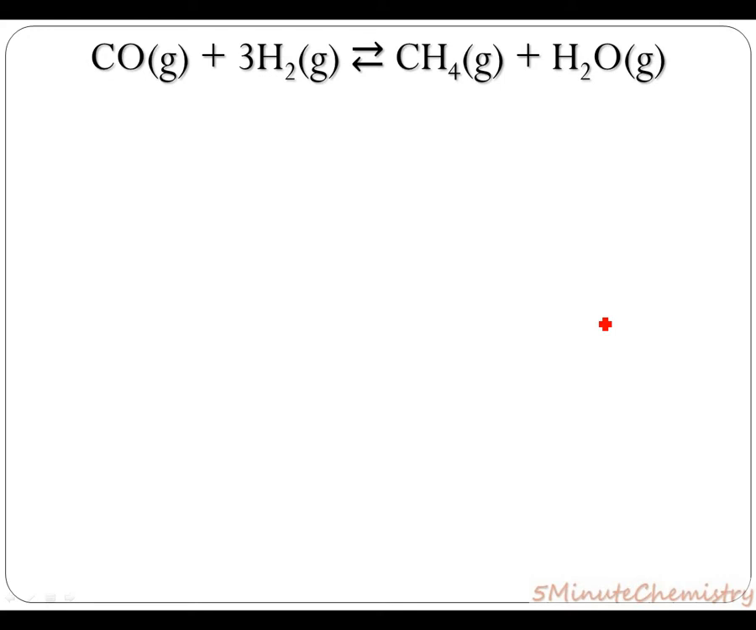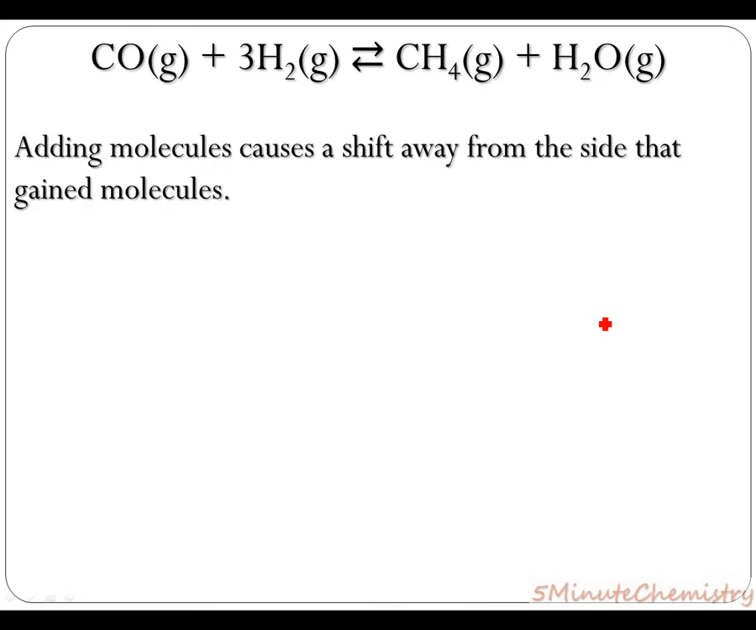Now, we'll begin by considering this equation. Carbon monoxide gas with hydrogen gas forms methane, CH4, and water. Adding molecules causes a shift away from the side that gained the molecules. So what I like to consider here is, let's say I'm going to add carbon monoxide. Okay? If I add carbon monoxide, what ends up is I have an imbalance. I have too much on this side. That is the stress. I have too much on the side that I added to. The system responds to this stress of too much on the left by shifting to the right and making more, so it makes products.